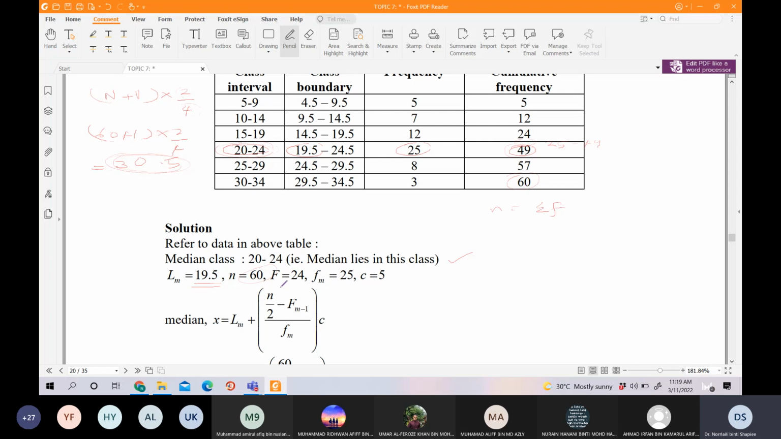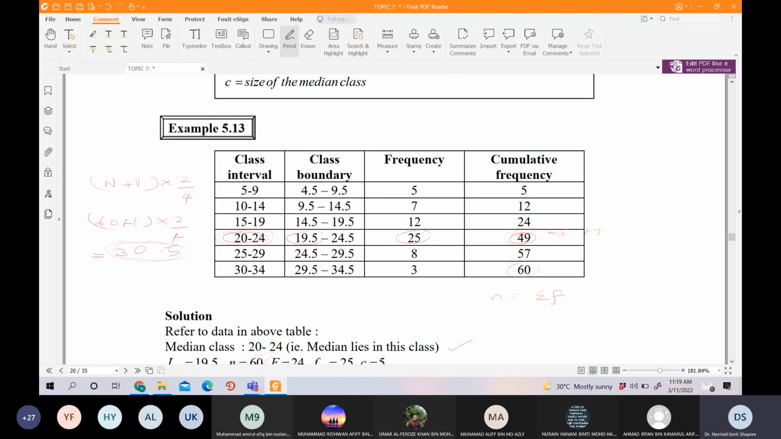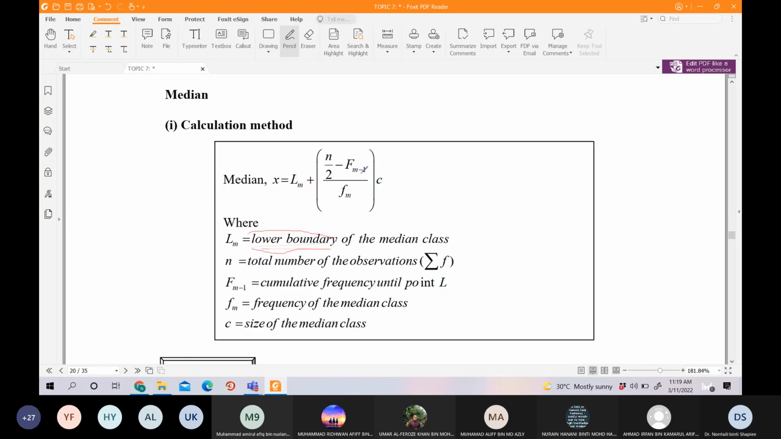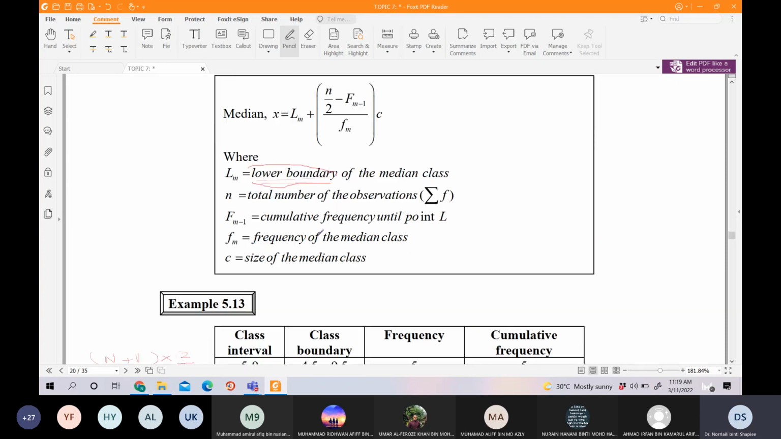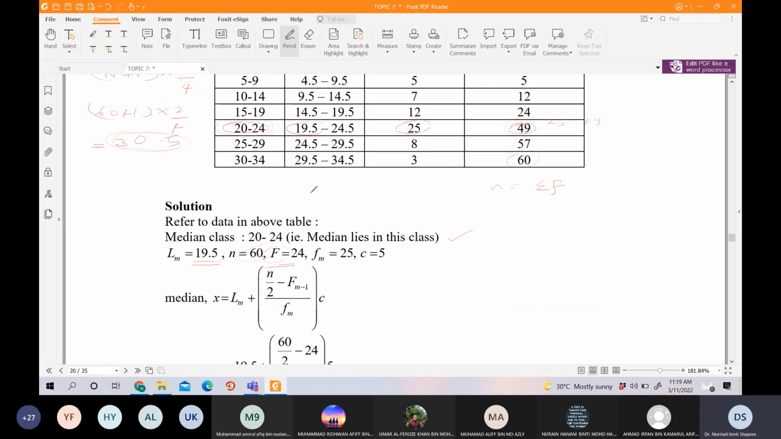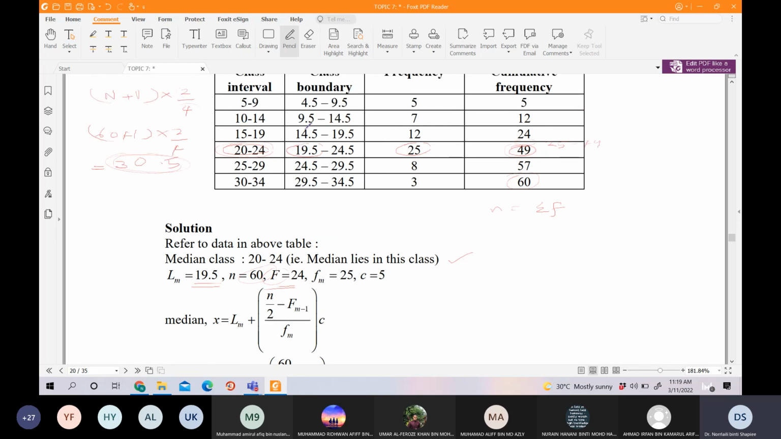F is equal to 24. Maksudnya apa ni F ni? F besar ni. Maksud F ni? F besar ni, cumulative frequency until point L. L ni apa? Lower boundary. So sekarang ni, cumulative frequency before L here. So before L, cumulative frequency dia apa? 24.